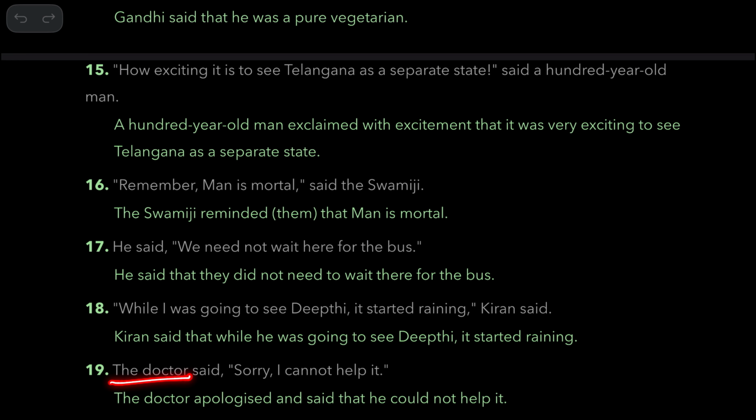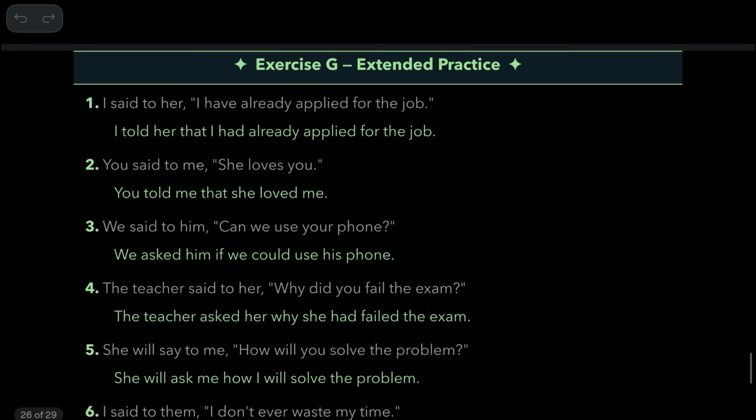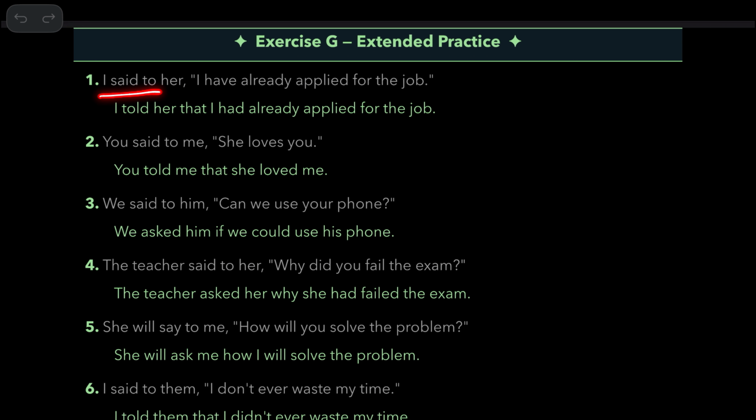The doctor said, "Sorry, I cannot help it." The doctor apologized and said that he could not help it. "Nothing is in our hands," said the priest. The priest said that nothing was in their hands. I said to her, "I have already applied for the job." I told her that I had already applied for the job. You said to me, "She loves you." You told me that she loved me.